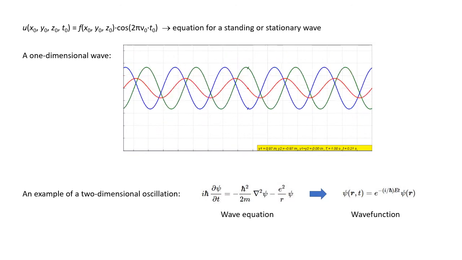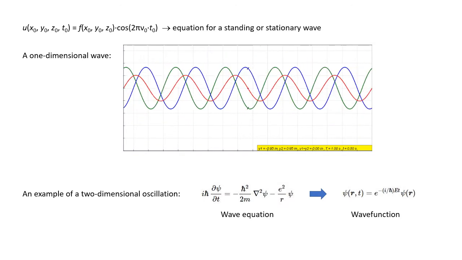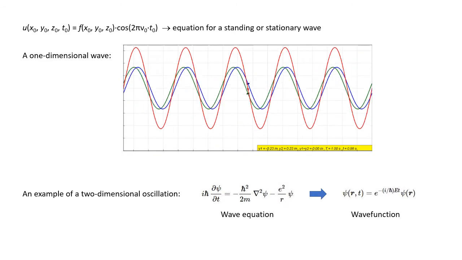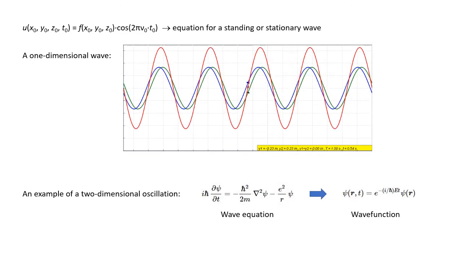The wave function of de Broglie was an equation for a standing or stationary wave. And I like this animation because it comes from Wikipedia, of course. Oh, well, maybe not actually. This comes from another website.